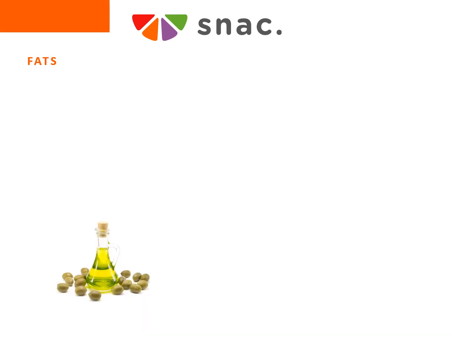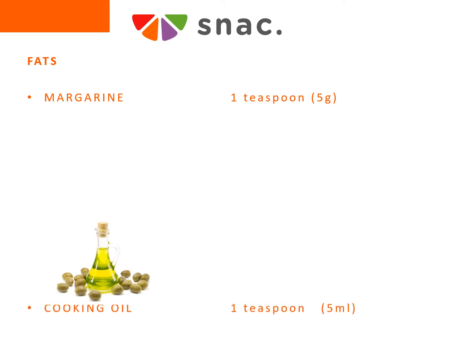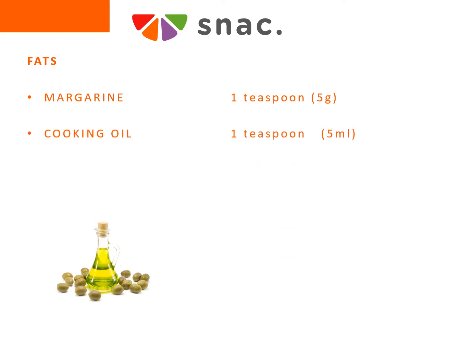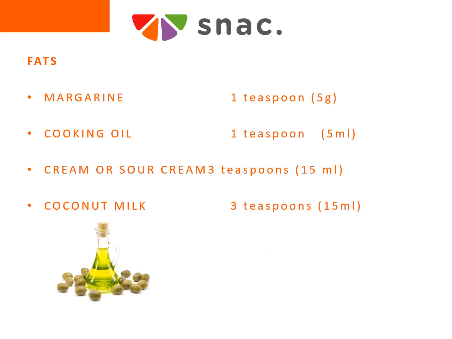So in the fat food group, a serve of margarine is 1 teaspoon, cooking oil 1 teaspoon, cream or sour cream 3 teaspoons, and coconut milk also 3 teaspoons. And children need 1.5 serves from this food group.